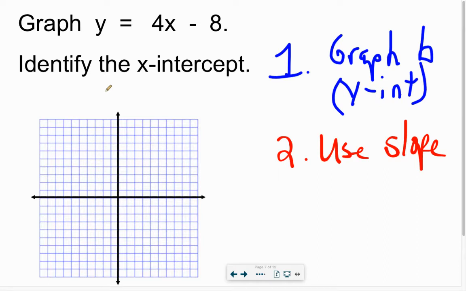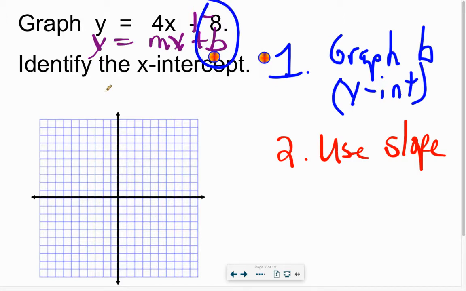Is our equation in the form y equals mx plus b? It's very close. Switch that subtraction to adding. The opposite of a positive 8 will be negative 8. Step 1 says to graph b. So I'm going to come up here. My b is negative 8, grabbing it right from the equation. I'm going to write it down here so we can see it.